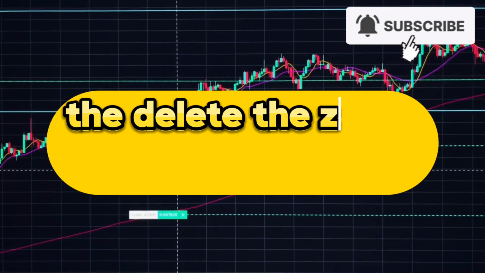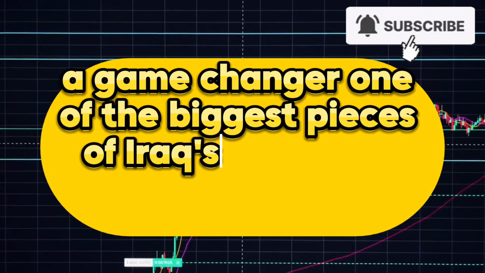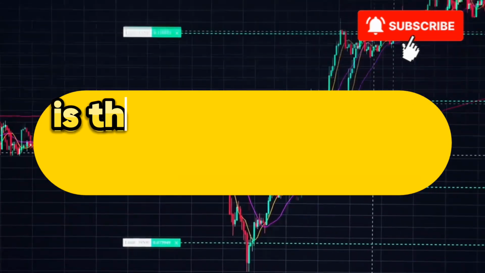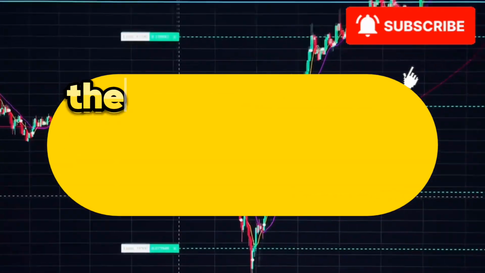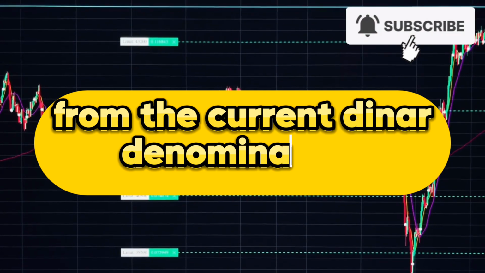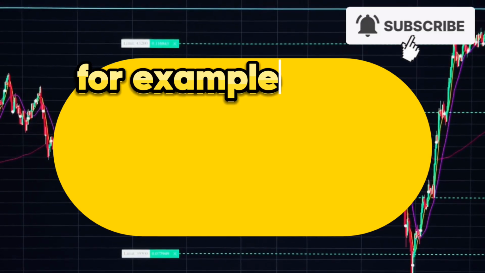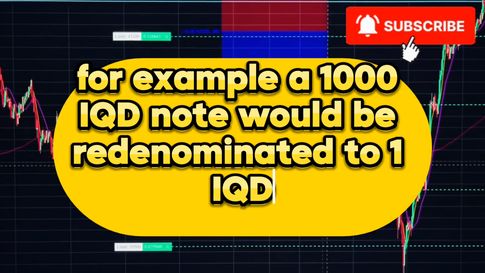The Delete the Zeros project, a game changer? One of the biggest pieces of Iraq's economic strategy is the Delete the Zeros project, which has been discussed for years. The idea behind this project is to remove 3 zeros from the current dinar denominations. For example, a 1,000 IQD note would be redenominated to 1 IQD.